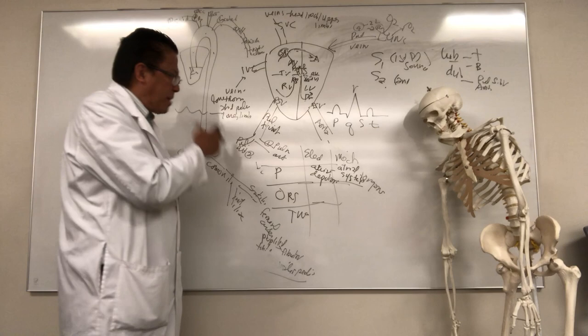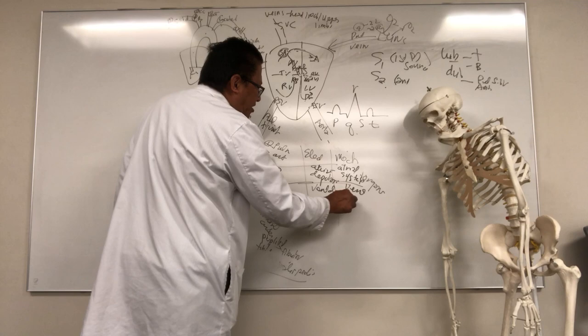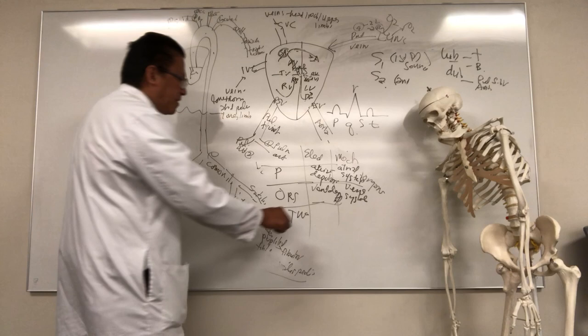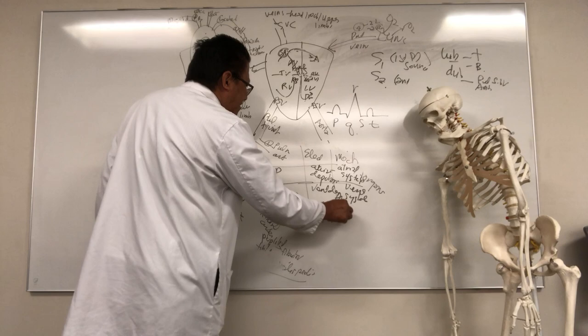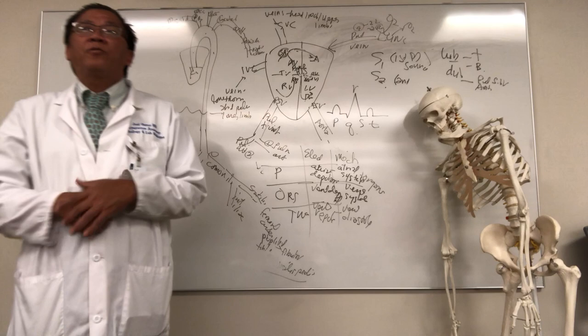Now what about QRS? Ventricular what? Depolarization, which leads to what? Ventricular contraction or systole. And what about the T wave? Represents what? Ventricular repolarization, which leads to what? Ventricular what? Diastole. Do you understand? Is that clear? Okay?